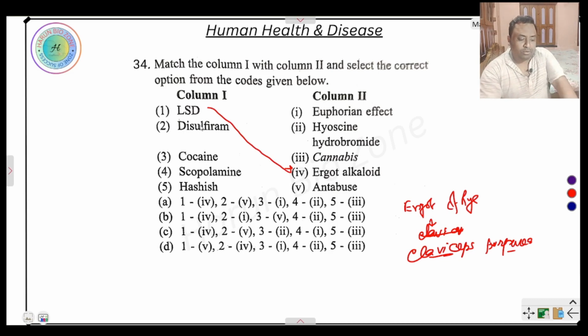Disulfiram. What is disulfiram? If some alcoholic or drug addicted person wants to give up alcohol and drugs, the medicine given to them is called disulfiram. Disulfiram is antabuse. So here 1 is 4, 2 is 5. Cocaine is from Erythroxylon coca.